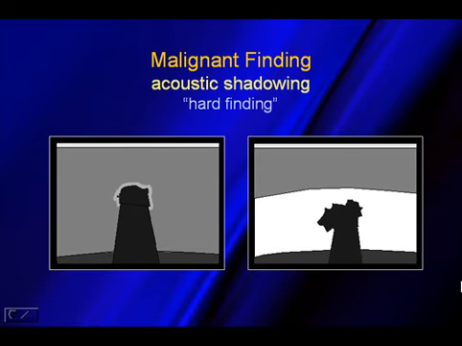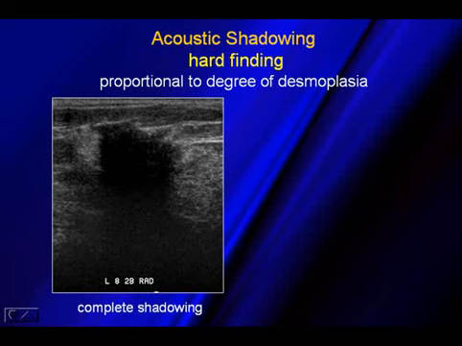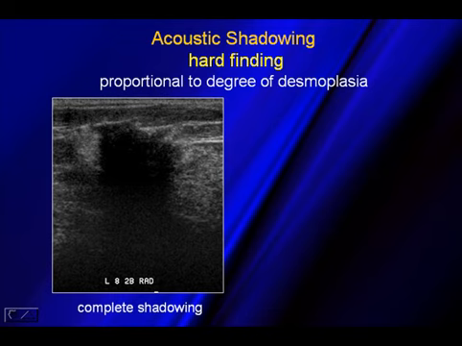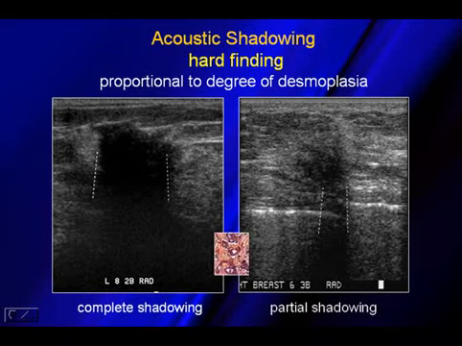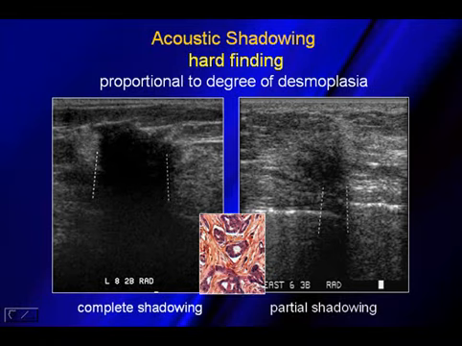The next finding we're going to talk about is acoustic shadowing. This is a hard finding. When we see acoustic shadowing, typically we're dealing with an invasive carcinoma. Now, depending upon the degree of desmoplasia is how much shadowing we will see behind a lesion. We may have a breast cancer that shadows entirely behind it, or we may have a lesion that only has partial shadowing behind it, and it just, once again, depends upon the desmoplastic reaction that we'll see posterior to that lesion.